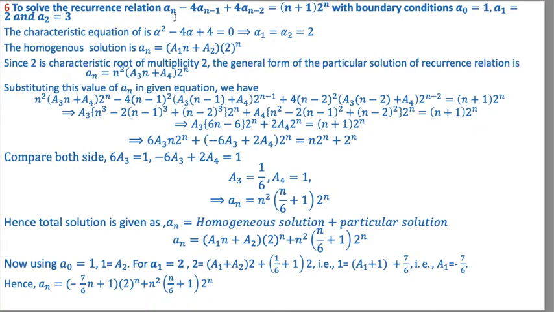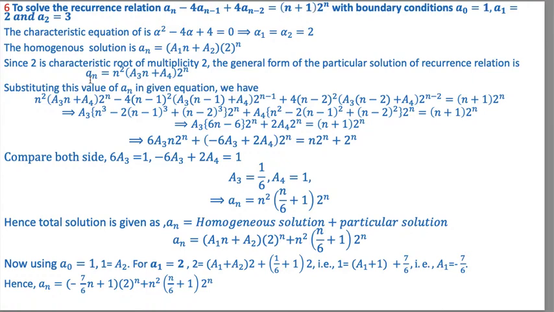One more question. How to solve the recurrence relation an minus 4 an minus 1 plus 4 an minus 2 equal to n plus 1 into 2 raised to n with these boundary conditions? We know that the characteristic equation is alpha square minus 4 alpha plus 4. This is nothing but alpha minus 2 whole square. Means the root of the equation is 2, which is repeating twice. Alpha 1 equal to alpha 2 equal to 2. Therefore, the homogeneous solution will be a1 n plus a2 into 2 raised to n.